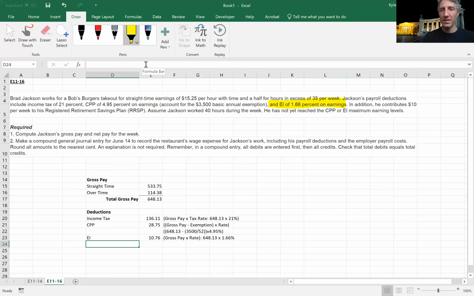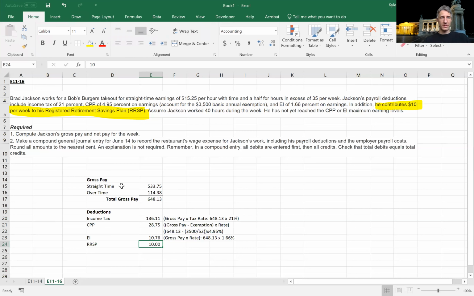Then finally, I think this is the last deduction. Brad contributes $10 per week to his RRSP. The employer just withdraws it and deposits it on his behalf into his RRSP, and it's $10 per week. So no calculation needed. We have our total deductions, I think. Let me see, assume Jackson worked 40 hours. Yeah, that was the final one. So I'm just going to add this together and label it.